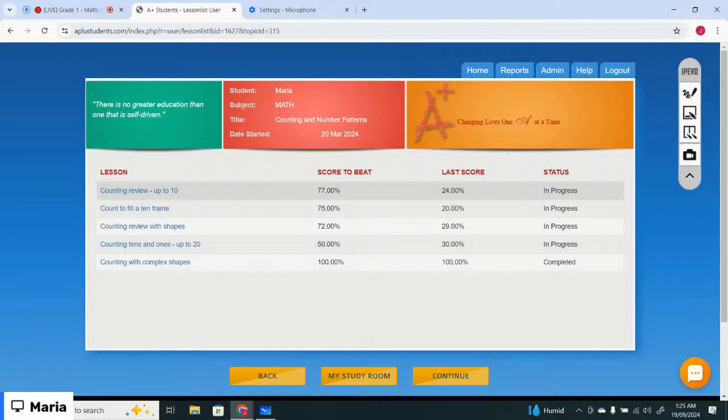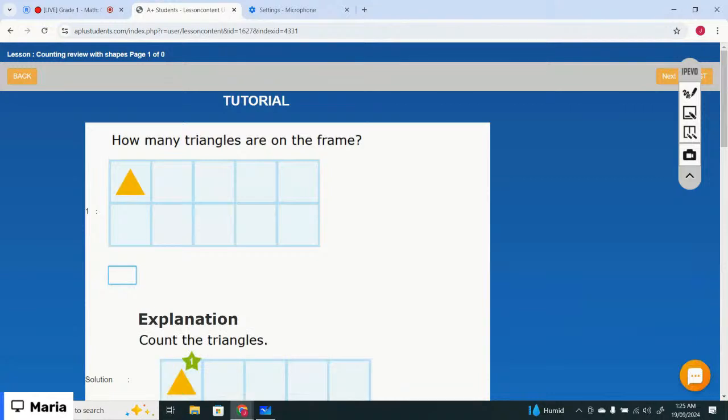The next lesson is counting review with shapes. Let's just start with the next lesson. How many triangles are on the frame? You just have to count the triangles that are on the frame, right? So on this frame, you have only one triangle, right?